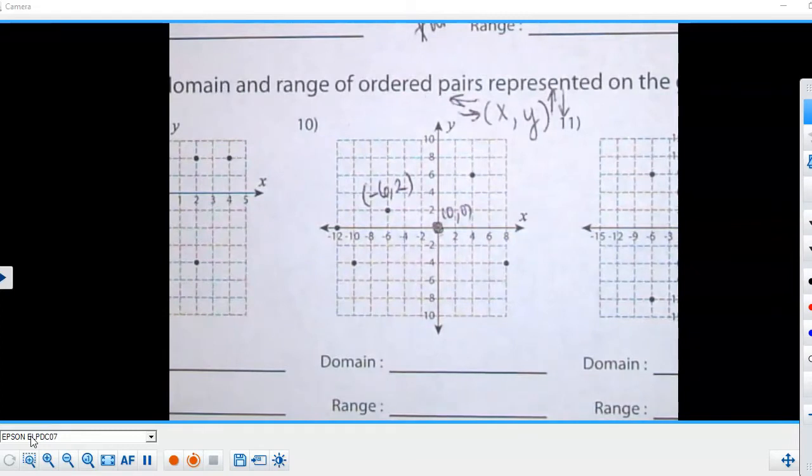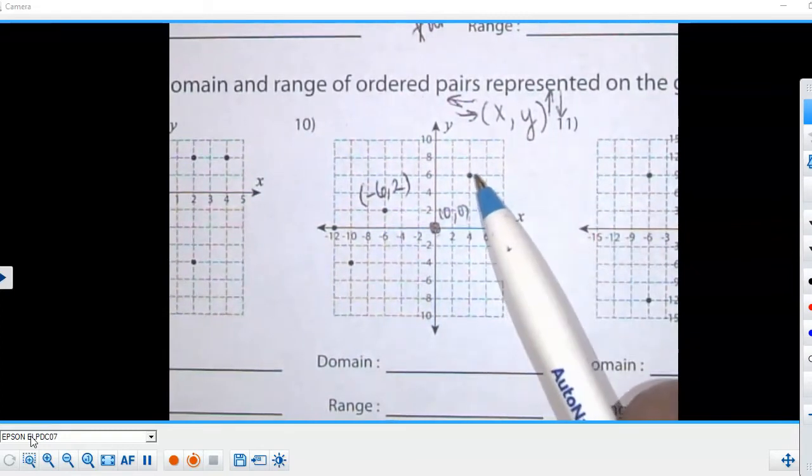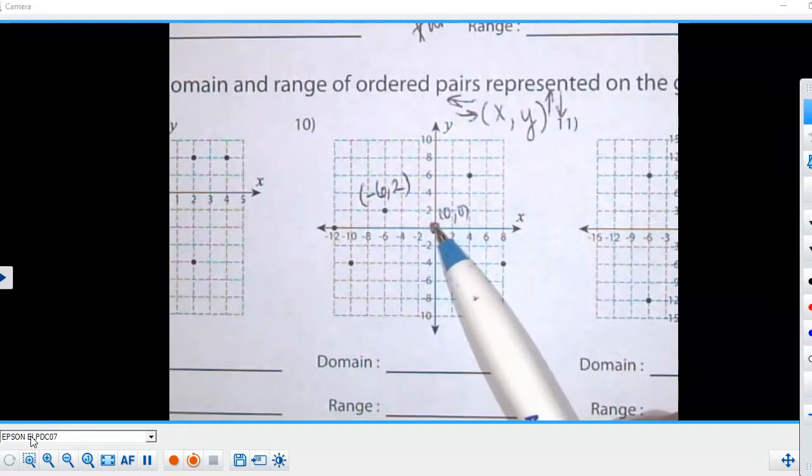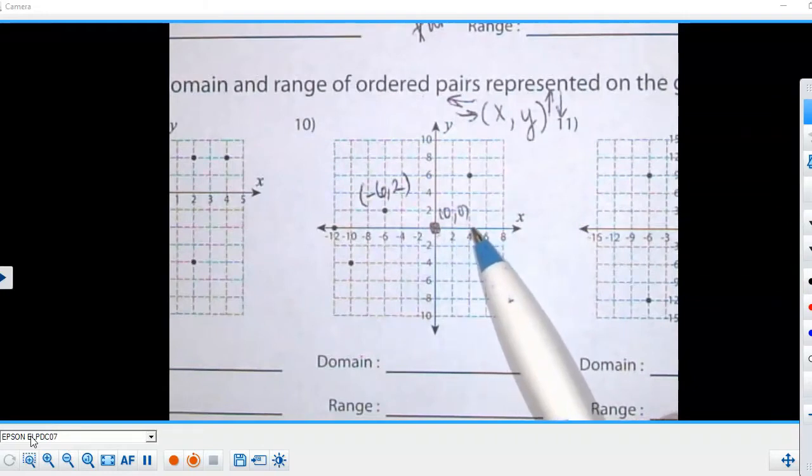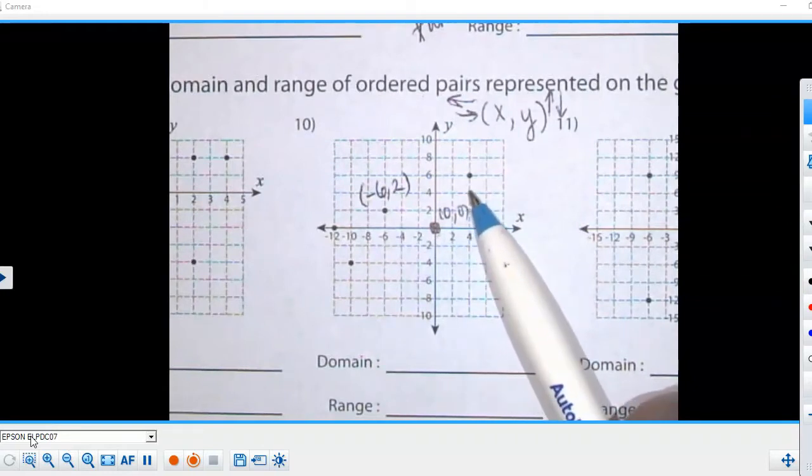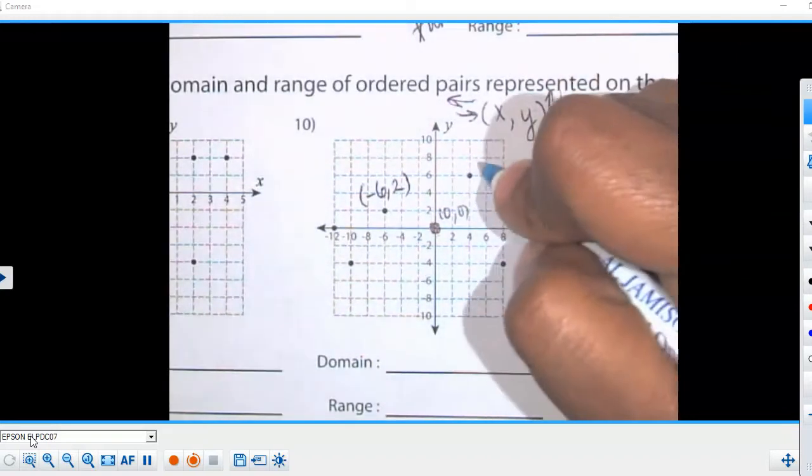All right. Now, if I want to go to this point here, and this is quadrant 1, I would go 2, 4 to the right, and then I want to go up 2, 4, 6. So this is (4, 6).